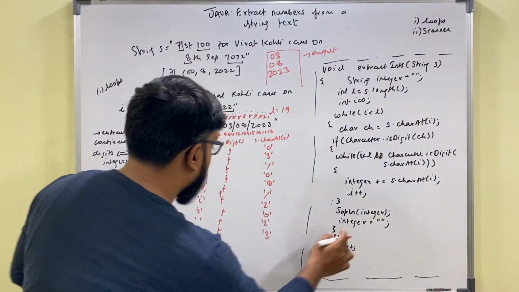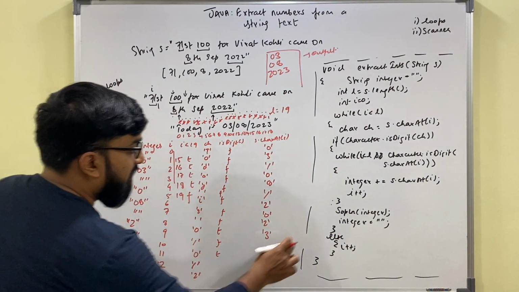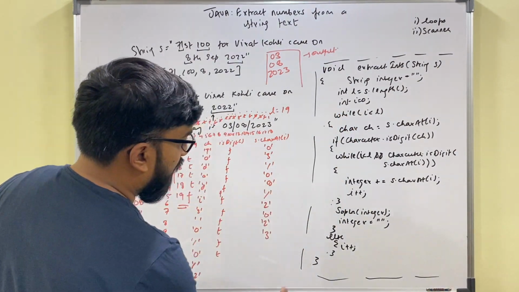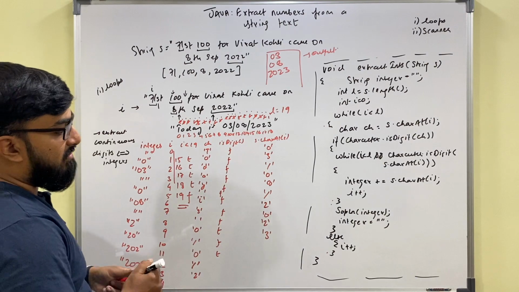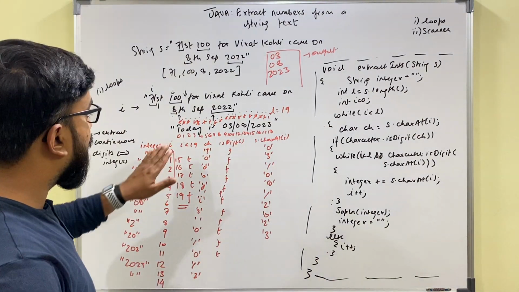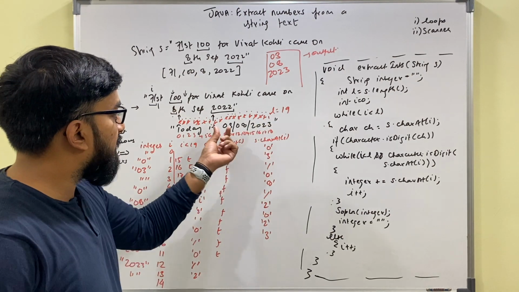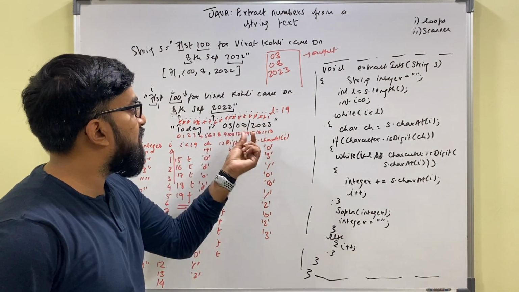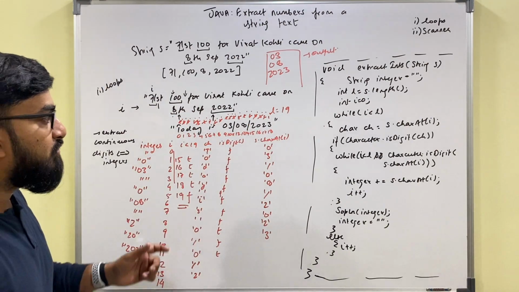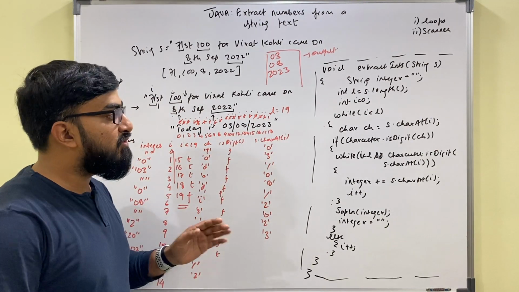Okay, you set integer to blank. Okay, you go back to check for this condition, I is less than L is false. Your outer while loop breaks and your function ends. Alright, so for this string input, we were able to extract 03, 08 and 2023, which are integers in this string.